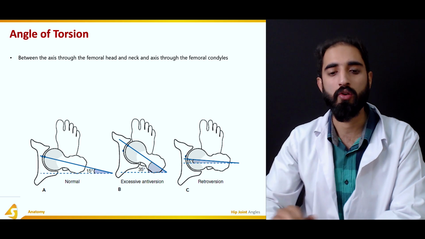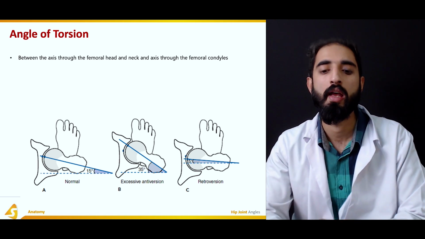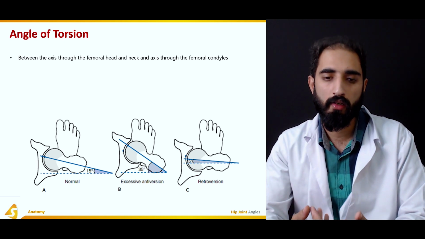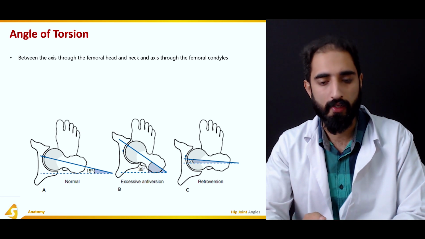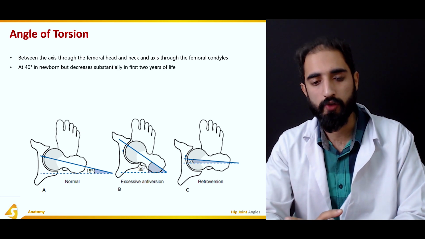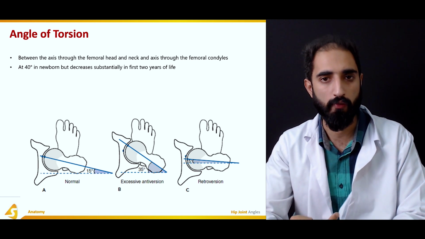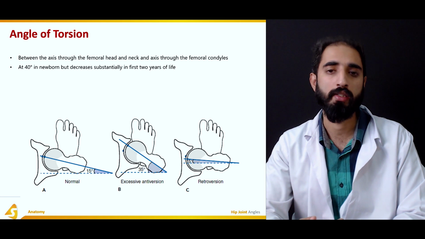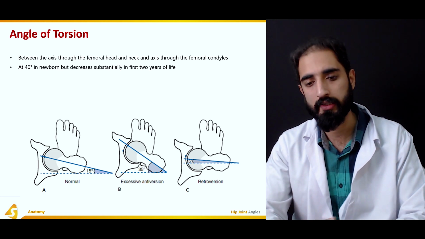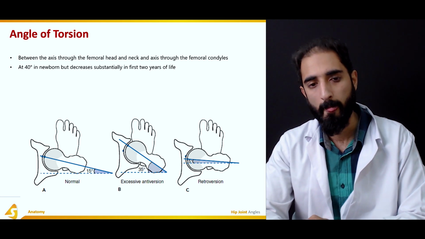And it is usually not neutral, but instead it is greater than 0 degrees, and the normal value for it is 15 degrees, which is known as the normal angle of torsion or the normal anteversion. If it is greater, then that is known as excessive anteversion. If it is less, then it is known as retroversion.